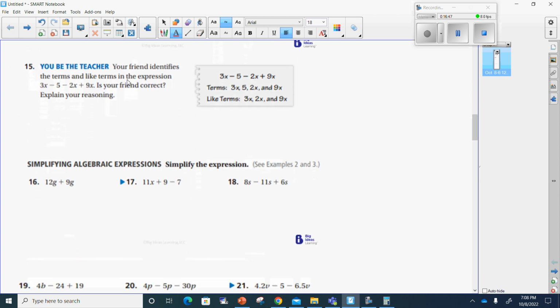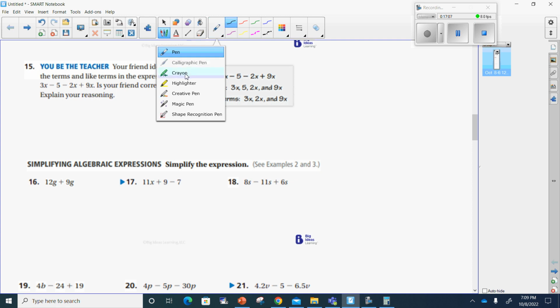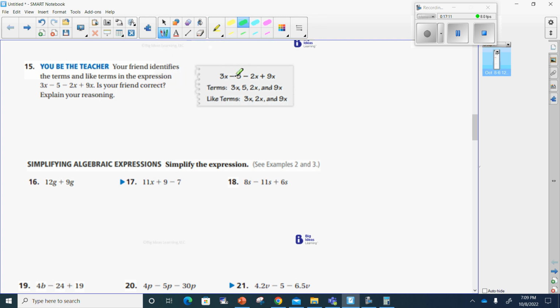Your friend identifies the term or like terms in the expression. Is your friend correct? Well, my friend says my terms are 3x. That's correct. 5, 2x, and 9x. That was incorrect because this term here starts with a negative number. We have to remember that that negative sign belongs to the 5. So in actuality, that should have been a negative 5. So was he correct in my like terms? Yes, all the like terms. No, actually, no. I see another mistake. And this, go back here. I also see that negative 2. Oh, sorry about that.